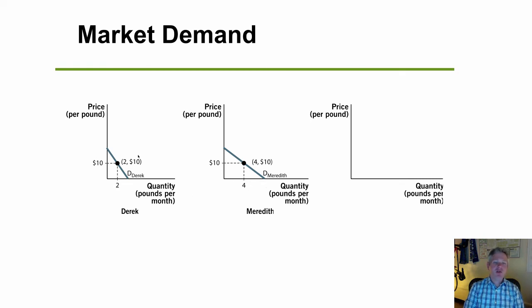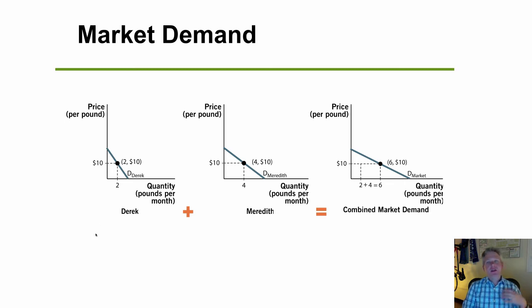So all you do is add up. At a price of 20, how many would they demand as a market? It's 0. And you just go across and add up every price and you get the market demand for salmon. So that's it for introducing demand.